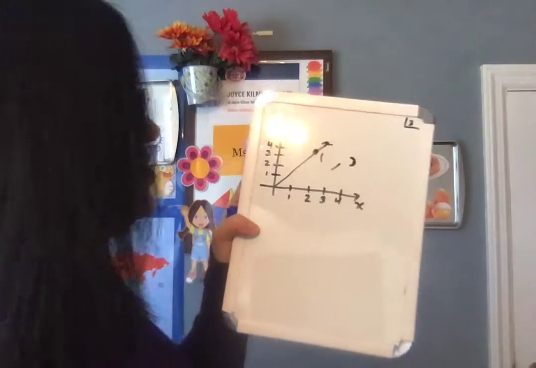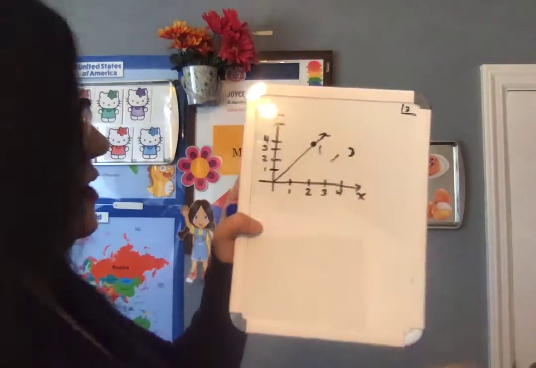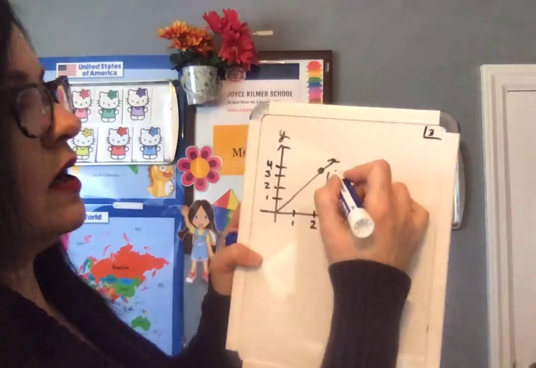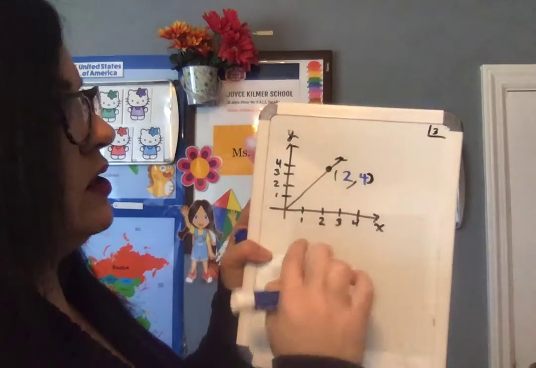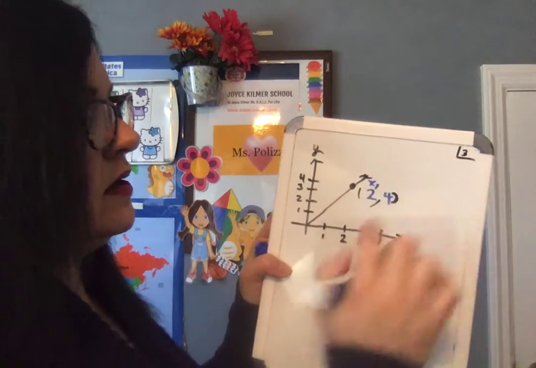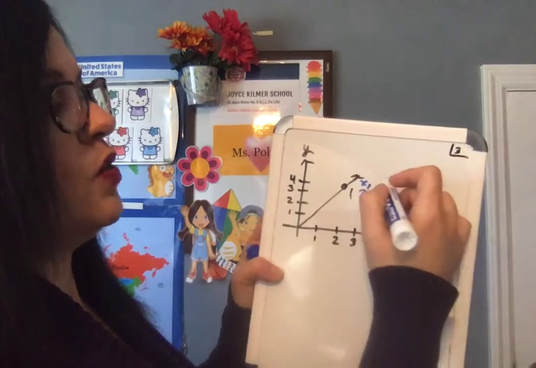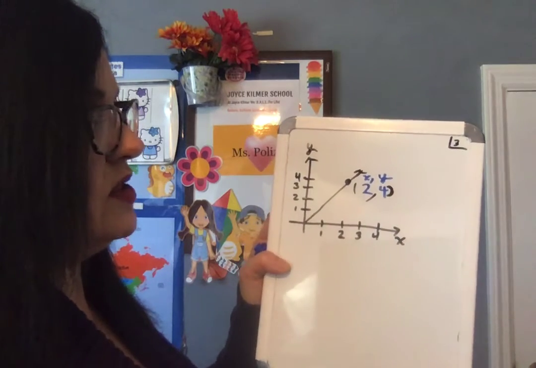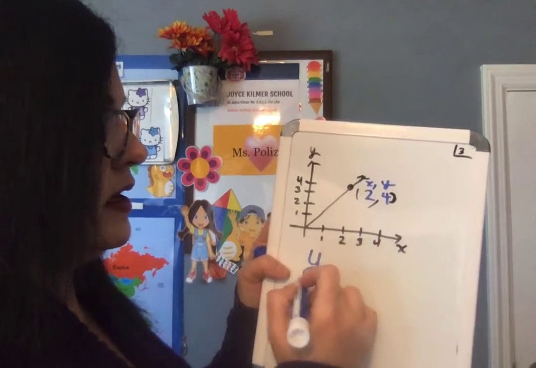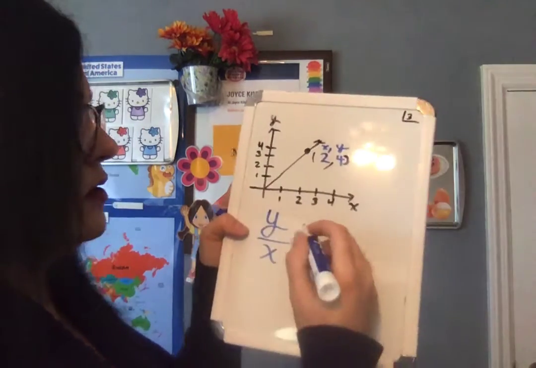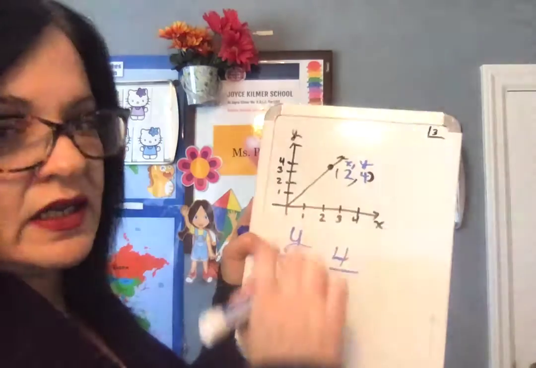All right, so if you have a graph that looks like this, we can see that there is a point right there, and that point is 2, 4. So we know that the 2 is our x coordinate and the 4 is our y coordinate. Okay, so we can do the same thing that we did with the tables. We could say y divided by x. Well, in this case, our y coordinate is 4 and our x coordinate is 2.